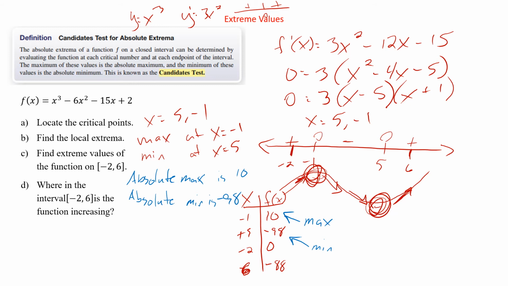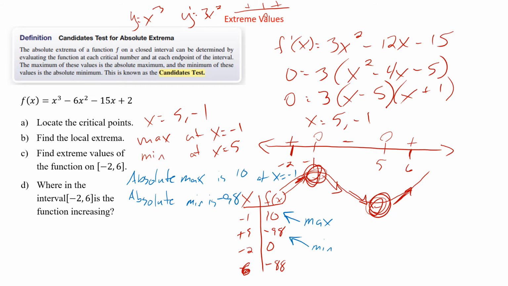So sometimes, like here, it says find the extreme values. Find the absolute maximum and minimum. That's 10 and negative 98. Sometimes it'll say something like, where does the absolute maximum or minimum occur? In that case, you need to know the x value because that's where it occurs. To be safe, you could say the absolute maximum is 10 at x equals negative 1, and same thing for the minimum. It's negative 98 at x equals 5.